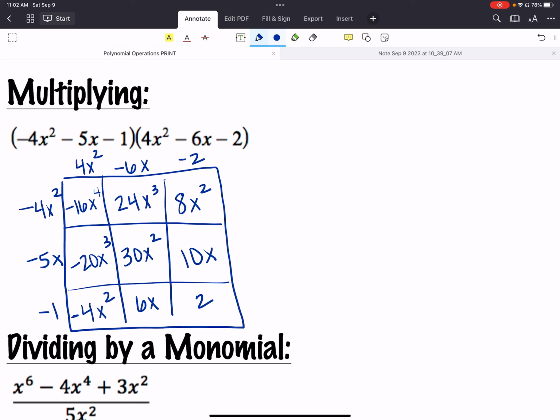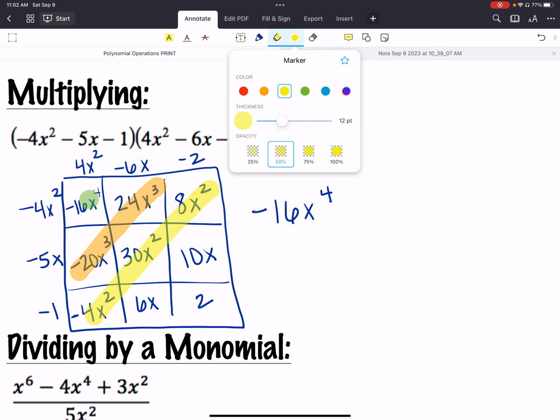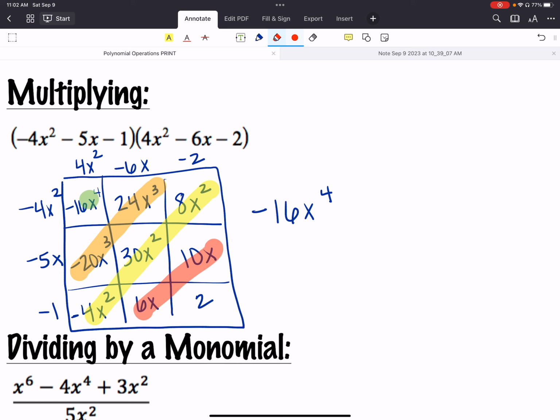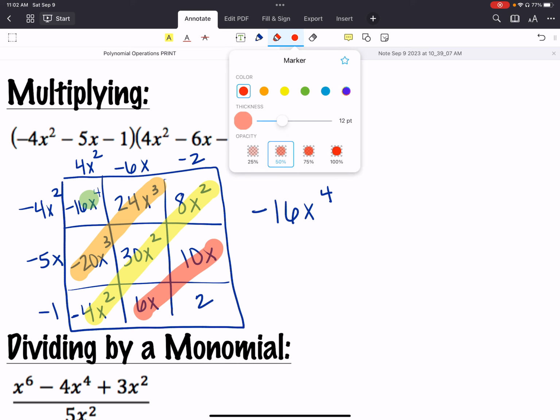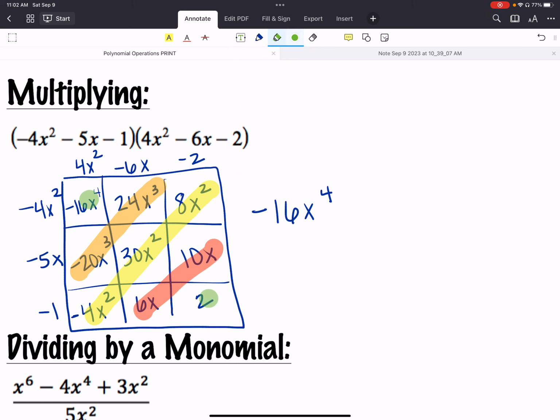So now we can combine like terms. So if we look, there is no other x to the fourth. So we can just bring that over. So negative 16x to the fourth. And then if we look on our diagonals, you should see that these are all common terms. And then our last one is just our constant. So let's add our diagonals together.